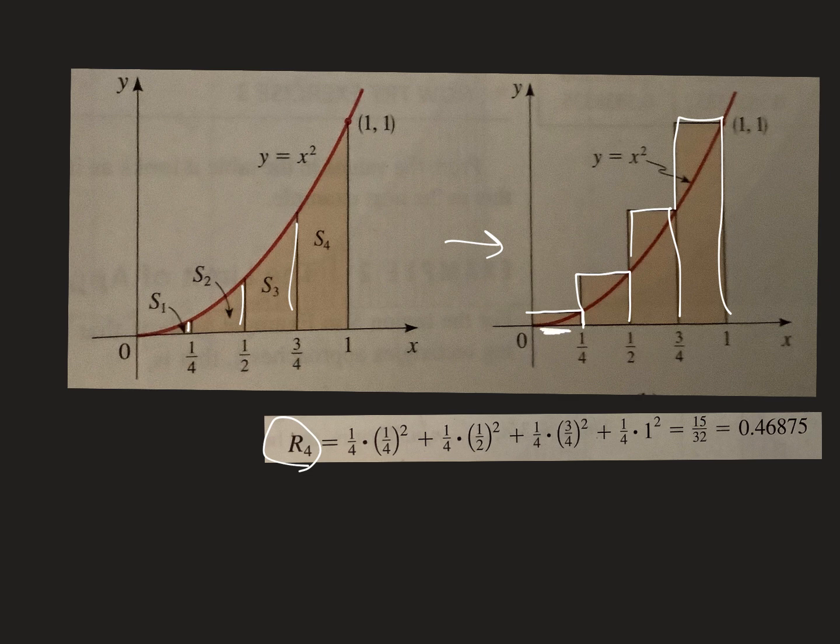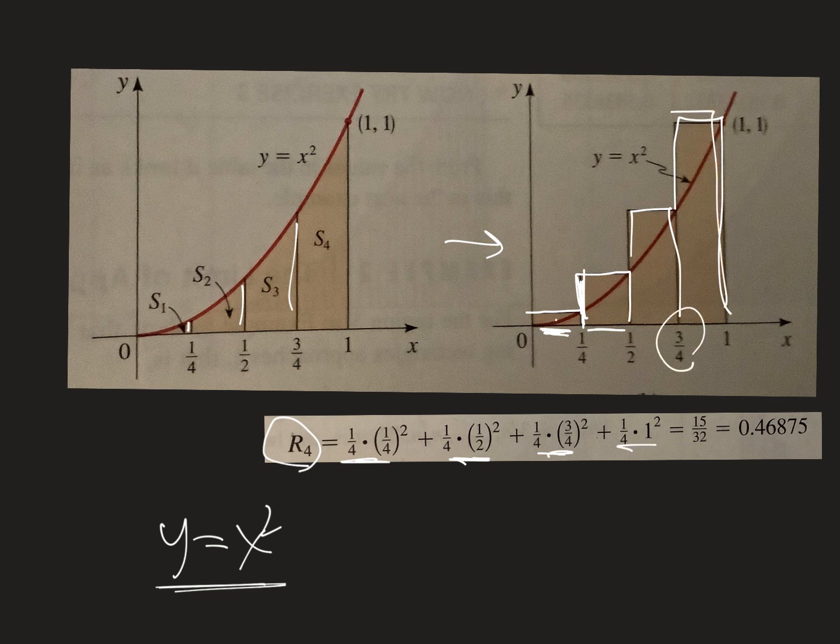But each one of those rectangles, think about it, the base is 1/4. The height is the y coordinate, which is, remember, this is y equals x squared. So the y coordinate is going to be whatever x squared is. So 1/4 squared. And then I'm coming here. 1/4 times 1/2 squared. 1/4 times 3/4 squared. That's this one. 1/4 times 1 squared.